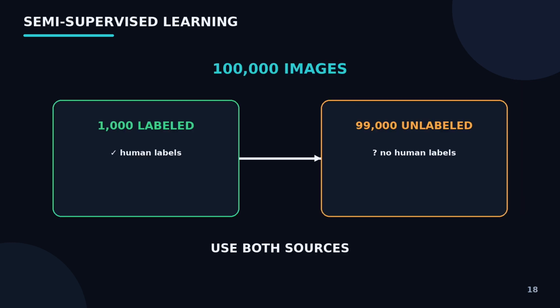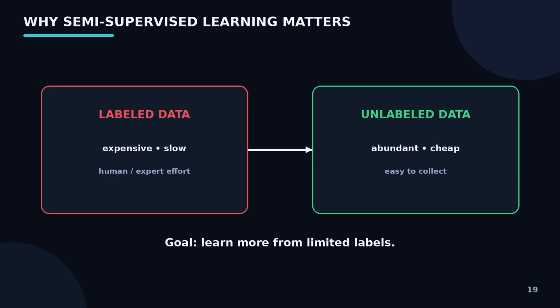Now, let's consider a very common real world situation. You have 100,000 images, but only 1,000 have been labeled by humans. The remaining 99,000 are unlabeled. Throwing away those 99,000 images would be wasteful, but training a fully supervised model using only 1,000 examples may not be enough. Semi-supervised learning tries to use both sources of information, a small amount of labeled data and a large amount of unlabeled data. Why is this useful? Because labels are often expensive.